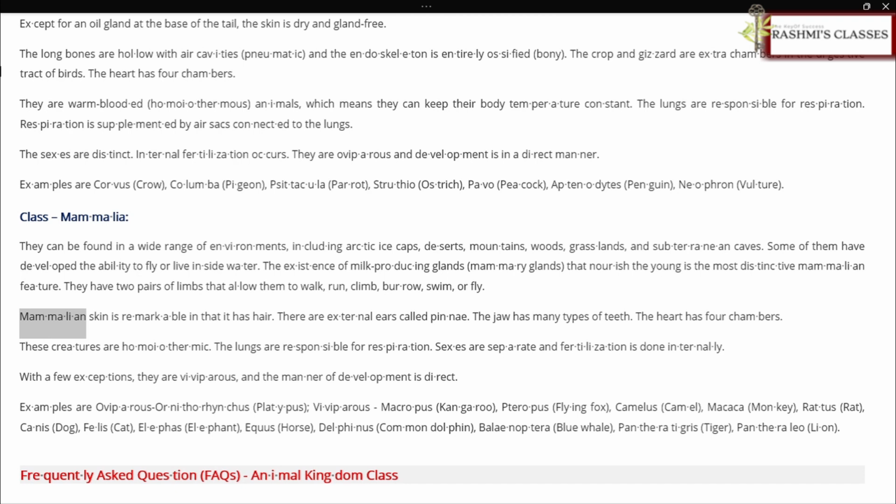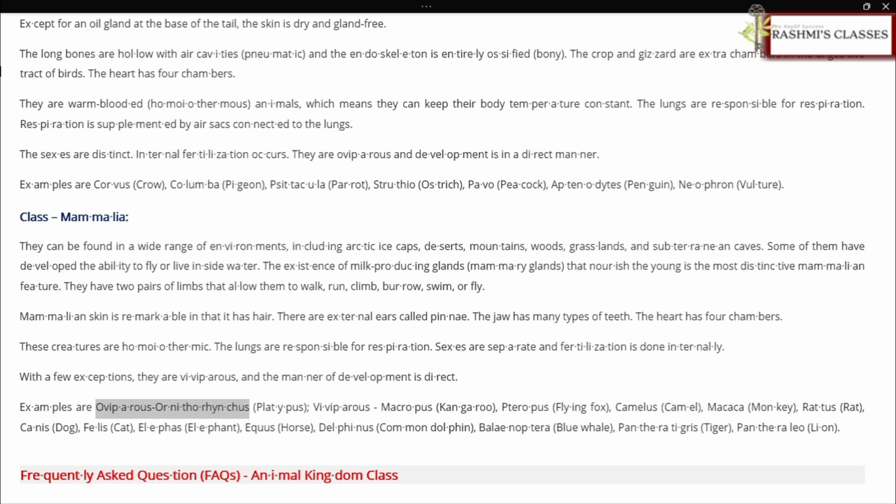Mammalian skin is remarkable in that it has hair. There are external ears called pinnae. The jaw has many types of teeth. The heart has four chambers. These creatures are homoiothermic. The lungs are responsible for respiration. Sexes are separate and fertilization is done internally. With a few exceptions, they are viviparous, and the manner of development is direct.